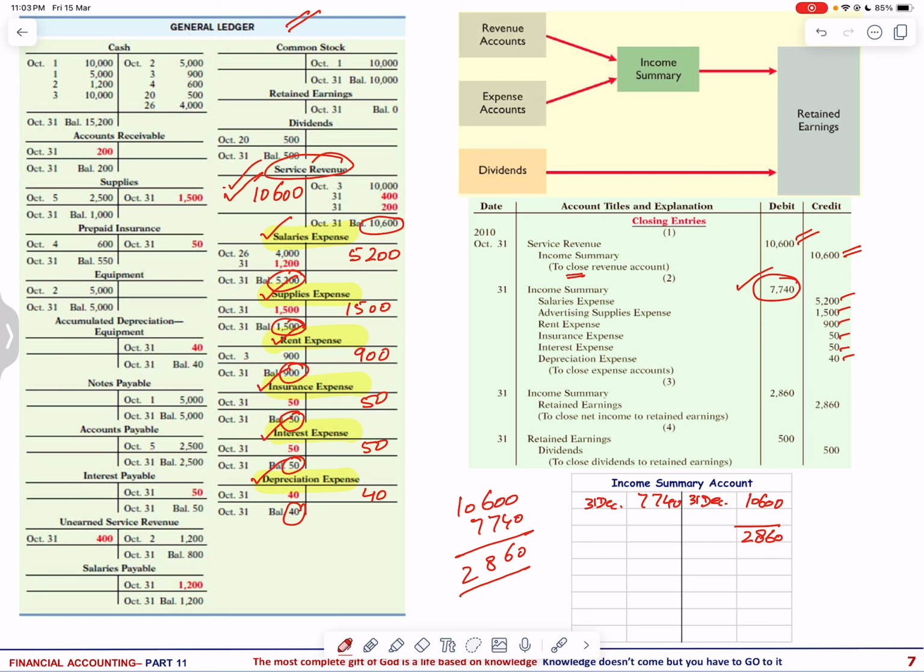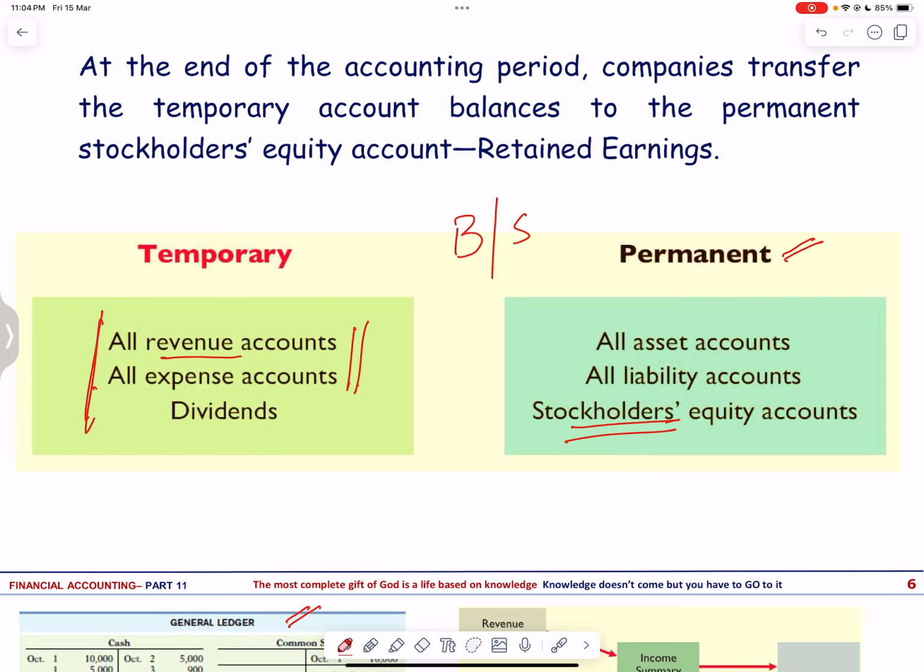Now, in order to close the income summary, we have to close it by debiting the income summary account by 2,860, and now you can see that the balance is going to be 0. So income summary is going to be closed by debiting the income summary account by 2,860, and this balance will be transferred to the retained earnings account for 2,860. Now, finally, you can see that another temporary account is dividends.